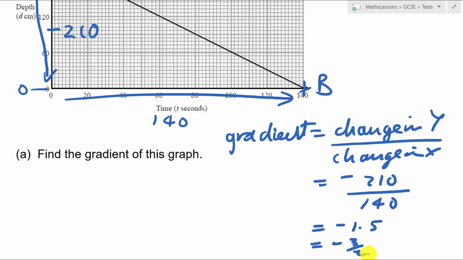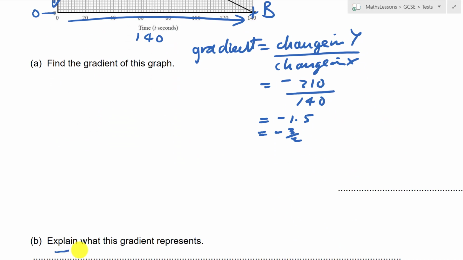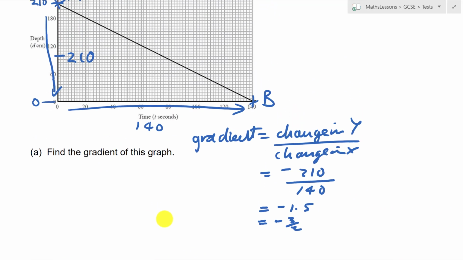So we found the gradient of the graph. Now, what does this gradient represent? Well, if we look, it says this is the depth and this is the time.